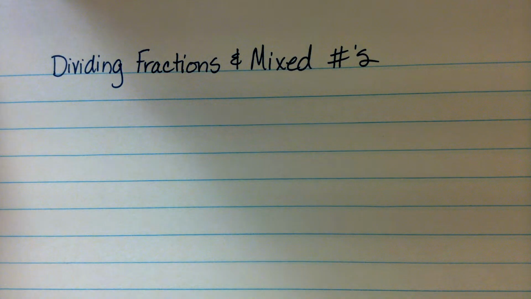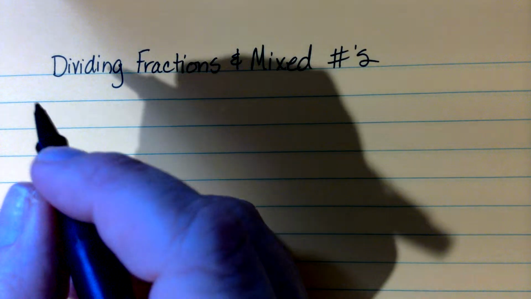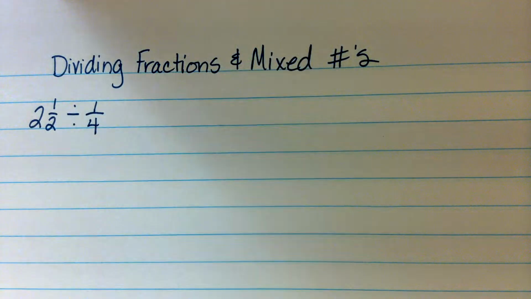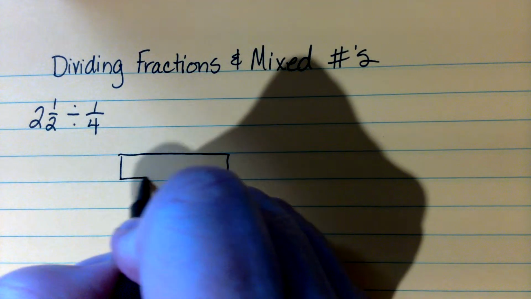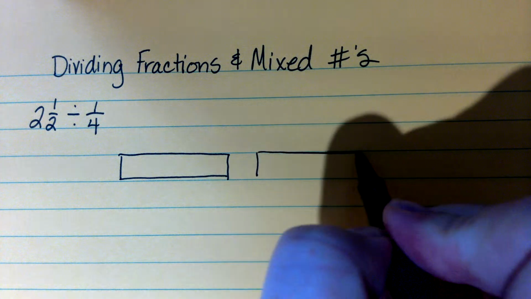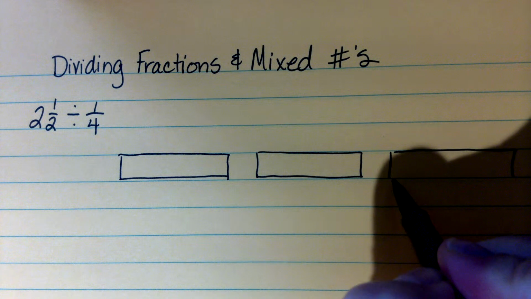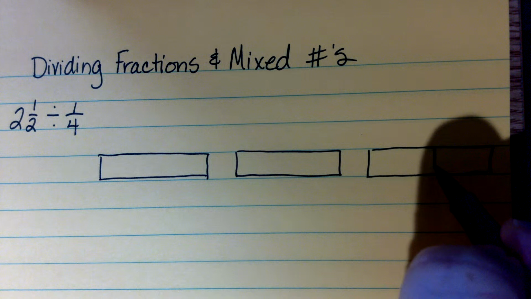All right, so we're going to use a fraction bar to model dividing 2 1/2 by 1/4. So we would say 2 1/2 divided by 1/4. A picture of that might look something like this. 1, 2, and 3. We're going to divide this last one into halves.